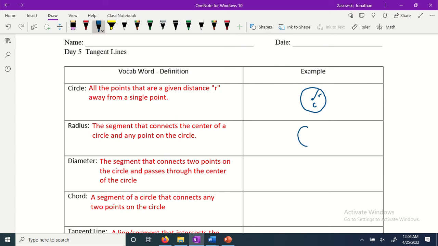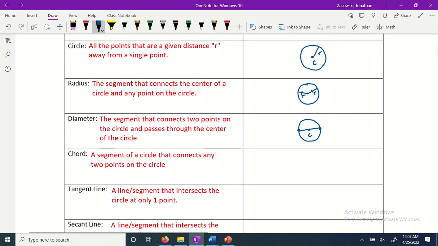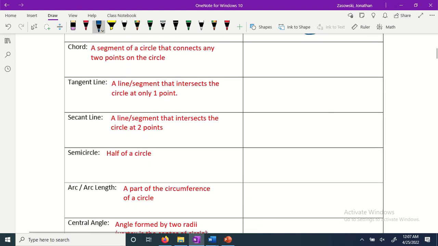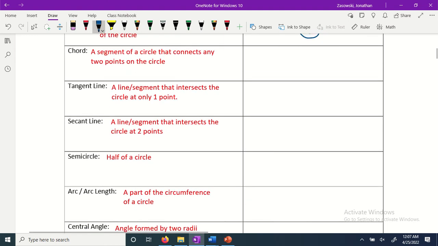The radius, once again, is the segment that connects the center point to a point on the circle. And any radii that you draw are always going to be equal in a circle, so keep that in mind. The diameter is any segment that connects 2 points on the circle, but it also has to pass through the center of the circle. Okay? And it's created by two radii that make a straight line as well. All right, we'll continue on here. So go ahead once again and pause, fill in the notes, and then we'll come back.